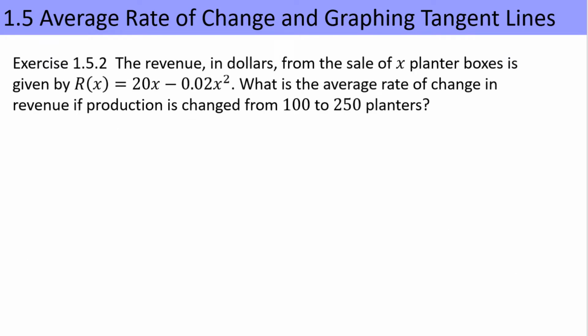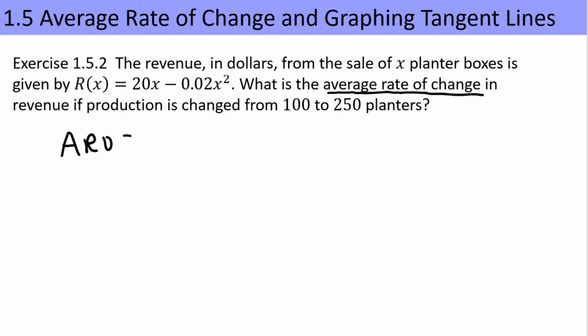Example, the revenue in dollars from the sale of x planter boxes is given by R of x equals 20x minus 0.02x squared. What is the average rate of change in revenue if production is changed from 100 to 250 planters? We are asked for the average rate of change. That informs us that we need to use an average rate of change formula.